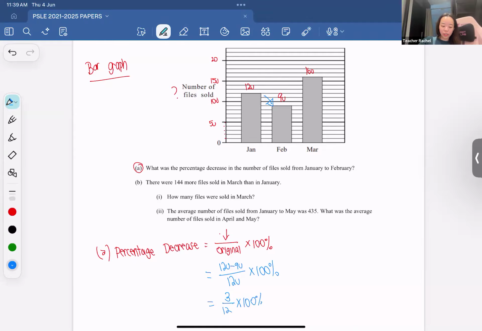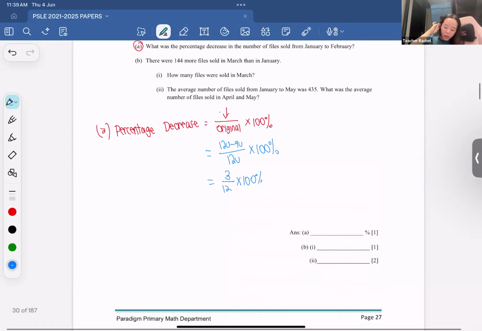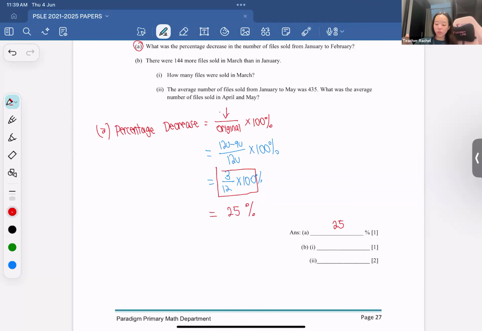When you press your calculator, make sure you don't press the percentage button, because I still want to leave my answer with a percentage. If you press percentage, you will get a very weird number. You get 0.25, but the actual answer is 25. So make sure you don't press percentage, because the final answer still has the percentage. The answer is 25%.